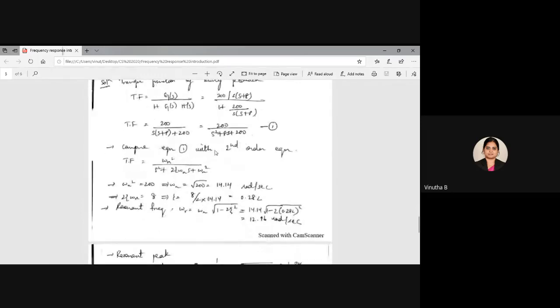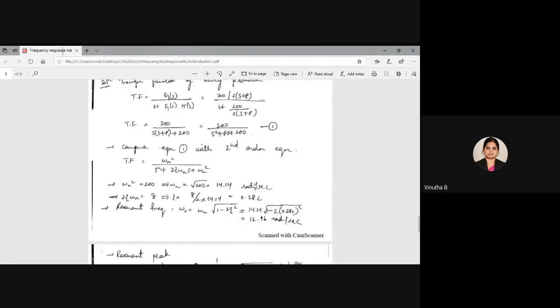Now what you have to do is compare this equation with the general form of the second order equation. The general form of the transfer function for a second order control system is omega n square divided by s square plus 2 zeta omega n into s plus omega n square, which implies omega n square is equal to 200. When you compare these two expressions, you get omega n square as 200. That implies omega n is equal to square root of 200, which is 14.14 radians per second.